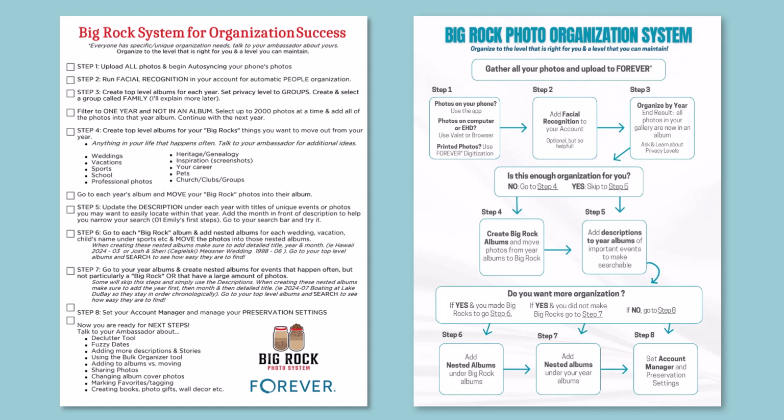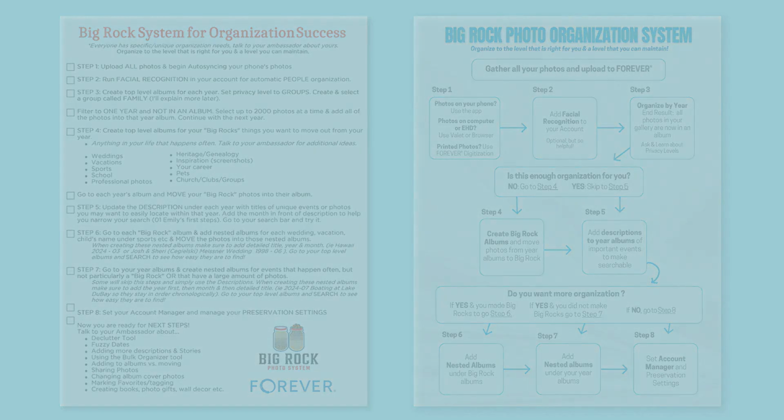The next step is, so you got your photos backed up, step 1. Step 2, you added facial recognition to add 1 layer of organization automatically to your Forever storage. Step 3, you're going to organize by year. The end result is all your photos in your gallery are now in an album.